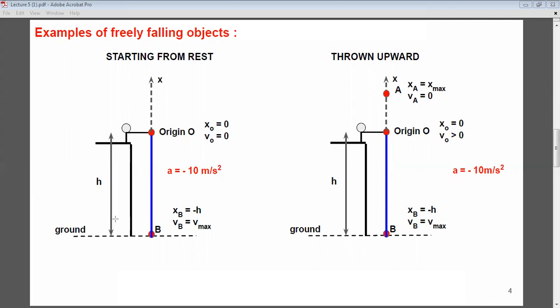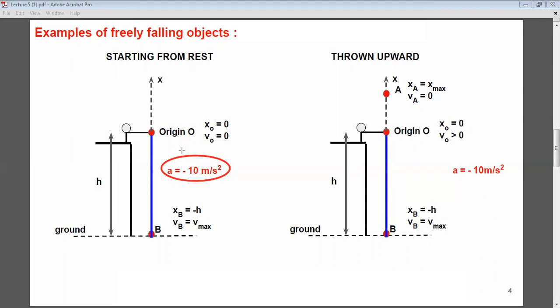And you drop an apple, or you drop your keys, or you drop a ball, okay? They will fall under the effect of gravity alone. And this is why the acceleration is constant, and it's equal to minus the gravity.